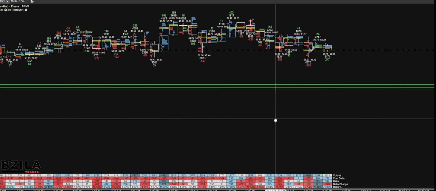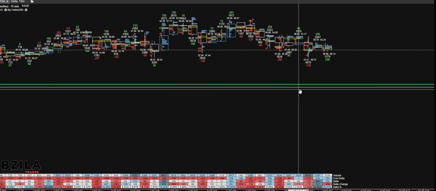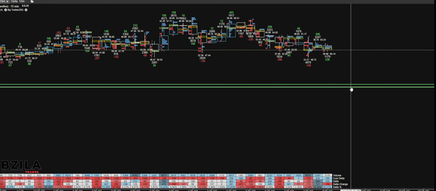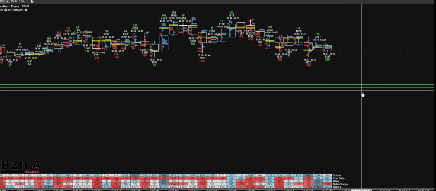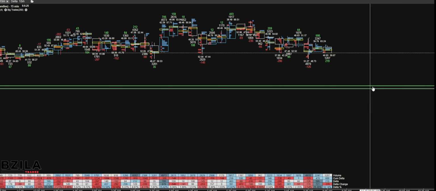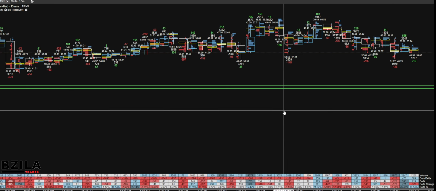So I'm definitely going to watch this level going into today, to see what happens if we come down and repair this. Then sellers, that's their objective. They want to repair this and see if they're any more strong. If they're stronger, they'll continue down. If not, buyers will take over and continue the price up.